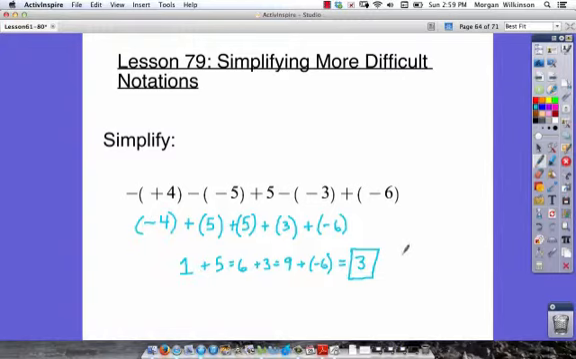The key to these problems with more difficult notations is to take them one step at a time from left to right and make sure you're always adding the numbers as you go, regardless of whether they're positive numbers or negative numbers. Let's look at our next example.